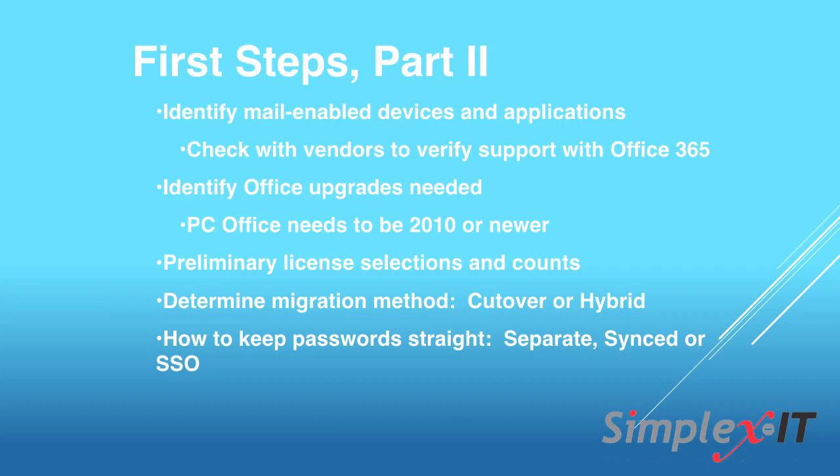You also want to get preliminary license selections and counts. How many people just need email? How many people need email plus Skype for Business, OneDrive, and SharePoint? How many people need Office? Which version, professional or standard? Just get some preliminary counts.